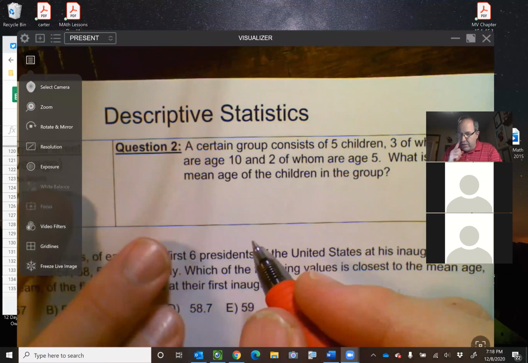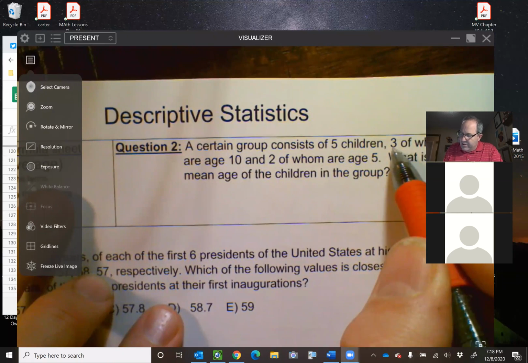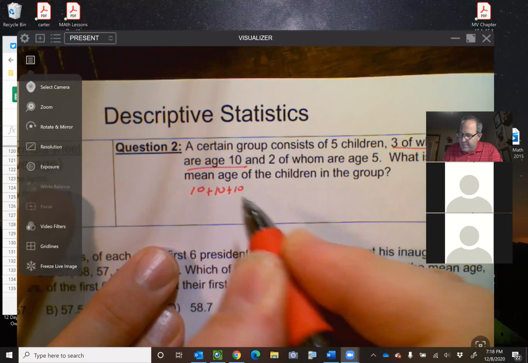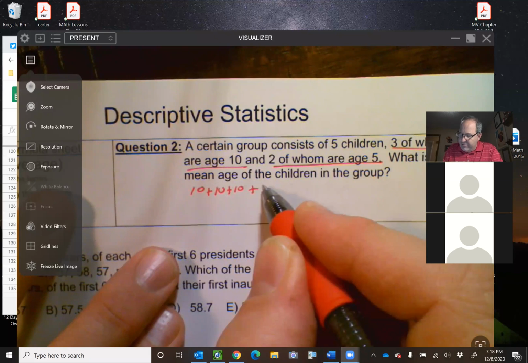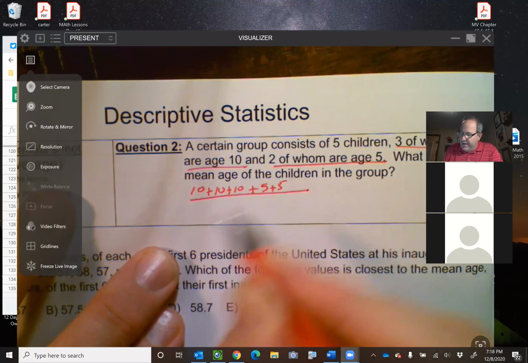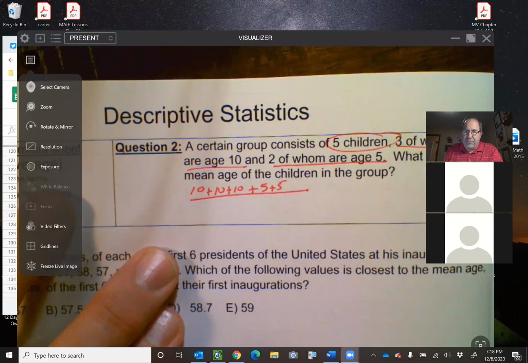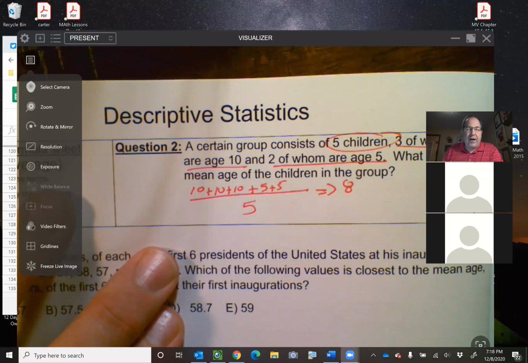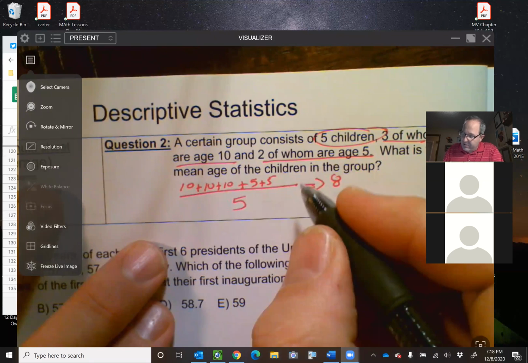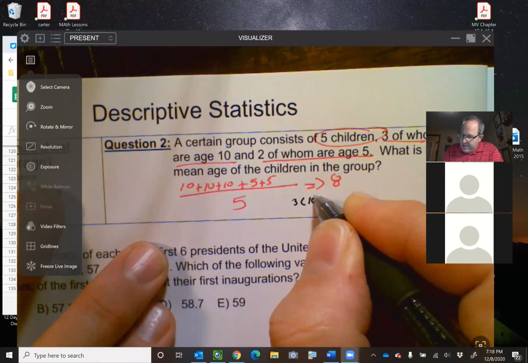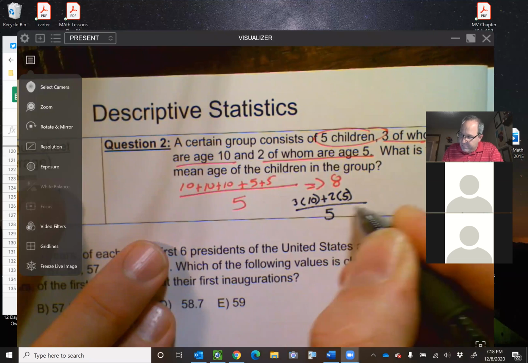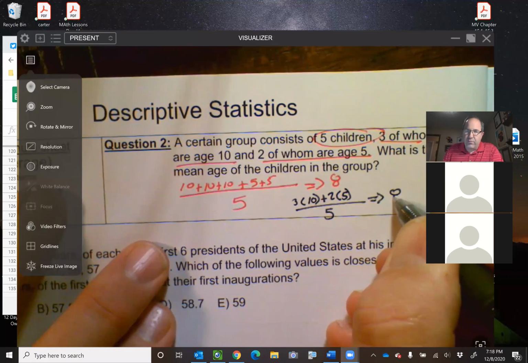But the way to work it out is, it says that 3 of whom are age 10. So I could think of 10 plus 10 plus 10. And then 2 of whom are age 5. So plus 5 plus 5. I divide all of those by the 5 total people we have, and we will wind up with 8. This is one way to think about how to compute the mean. We could also have said, well, there's 3 people that are age 10, and there's 2 people that are age 5. We got a total of 5 people there. Do the math, and we get 8.